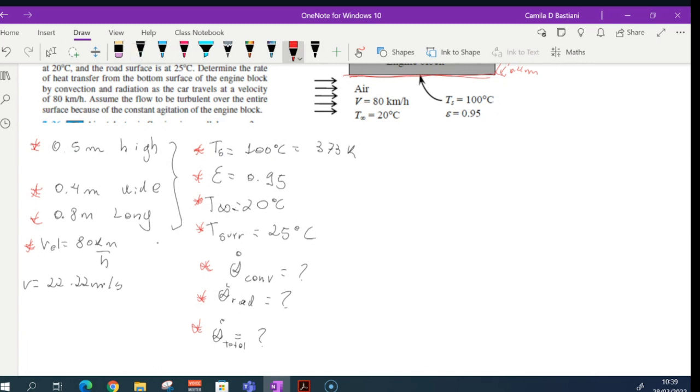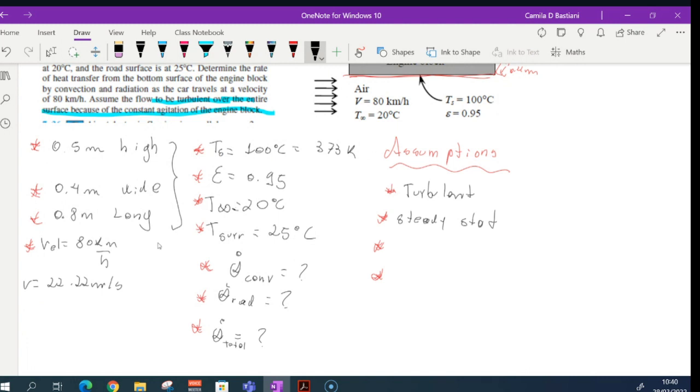A few assumptions here. And I'm pretty sure Anthony likes to know the assumptions that you're making when solving a problem, so make sure to state your assumptions in your exams. They're telling me that the flow is turbulent over the entire surface of the block. So I'm assuming, first of all, that I have turbulent flow. I'm also assuming that I have a steady state system. I'm going to assume that it's flow over a flat plate.